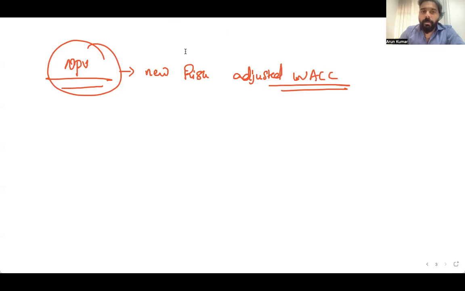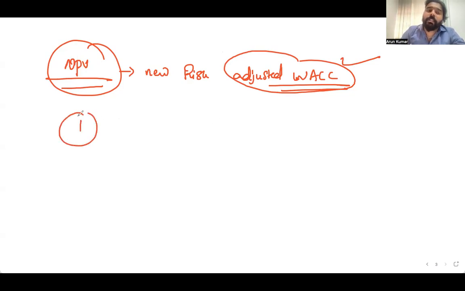So base case NPV, no. NPV, risk-adjusted WACC, and what again? How will you calculate risk-adjusted WACC? If you are completely moving into a different industry, or if there's a change in business risk, how will you calculate risk-adjusted WACC? Step number one, we'll try to find the business risk of our new investment.